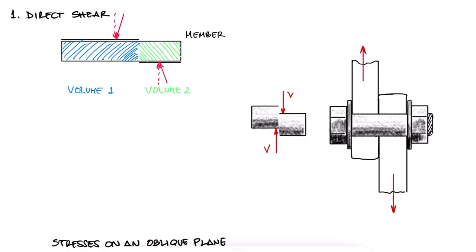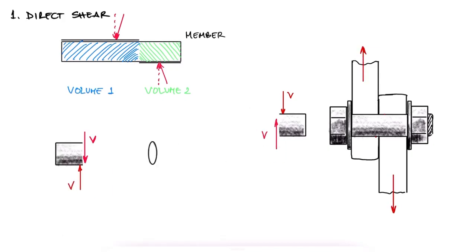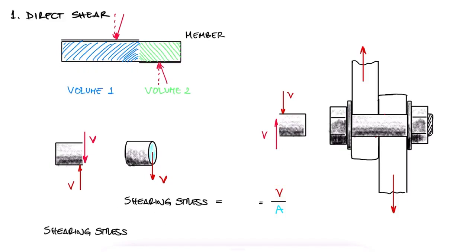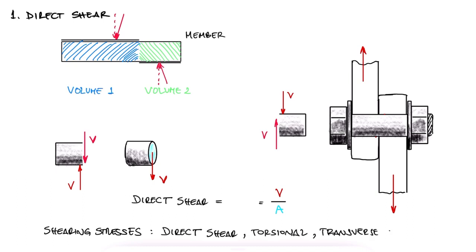This and other scenarios where direct shear occurs will yield a shear stress equal to the load V over the transverse area A. In this case, we use V to refer to a shear force and differentiate it from a normal force P. Notice that this shearing stress, just like any other type of shearing stress, namely the torsional shearing stresses and the transverse shearing stresses, is denoted with the Greek letter tau. Also notice that the stress in this case is V over A, not 2V over A.